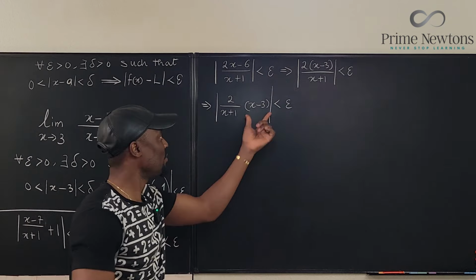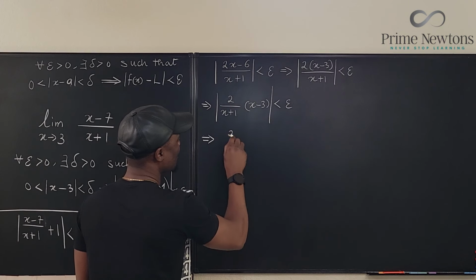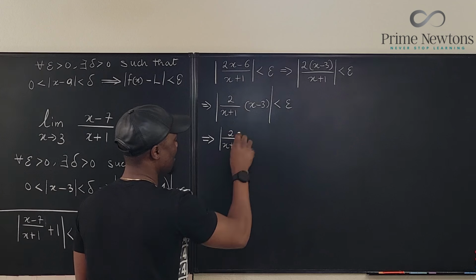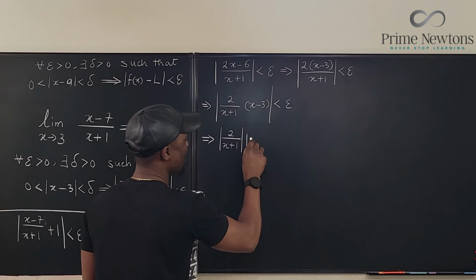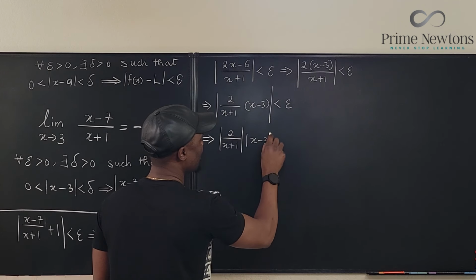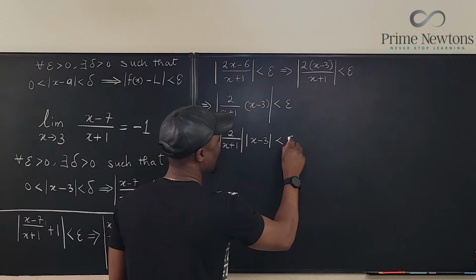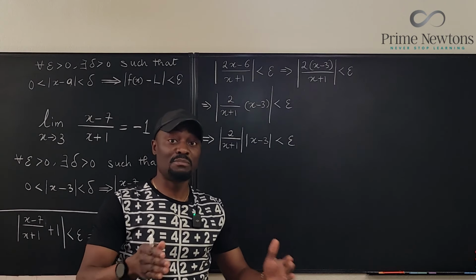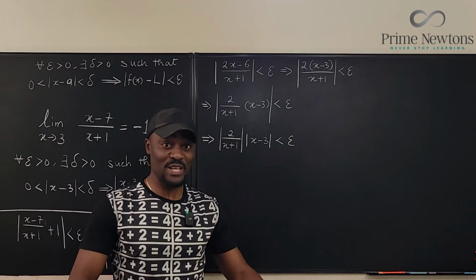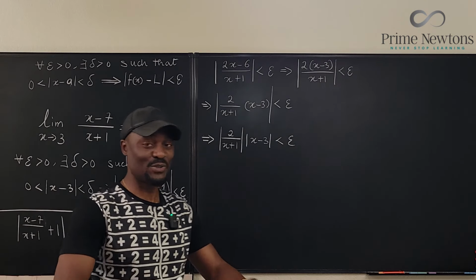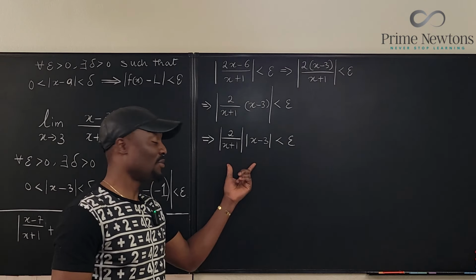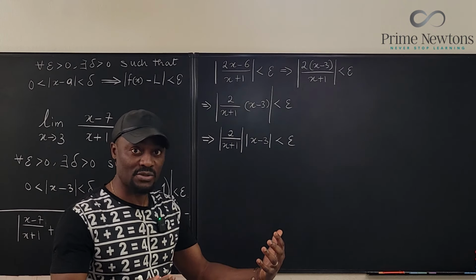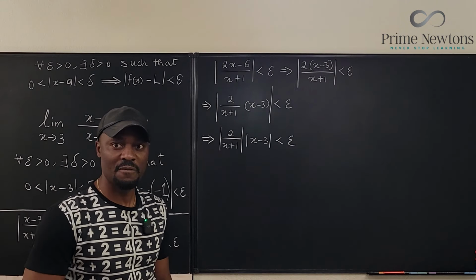I'm just trying to isolate this guy. 2 over x plus 1, put it in absolute value, and put this also in absolute value, x minus 3 is less than epsilon. The absolute value of a product is the product of the absolute values. You don't need to worry about that, okay? We don't have the triangle inequality problem here because we don't have plus between them, we have multiplication. So you can split them this way.